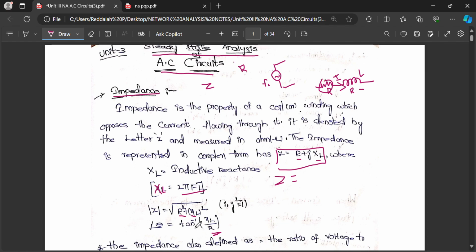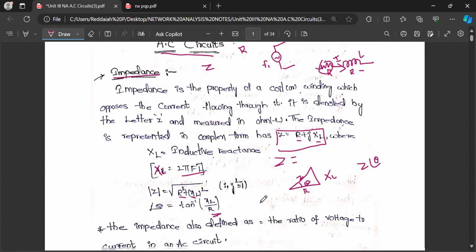From this equation, suppose it is a right angle triangle with sides Z, R and XL. The angle is theta or phi, the phase angle. For impedance, what is the angle? That is called the phase angle. Z at an angle of theta, this is called the phase angle. For this angle, if you apply cos, then you will get the power factor.